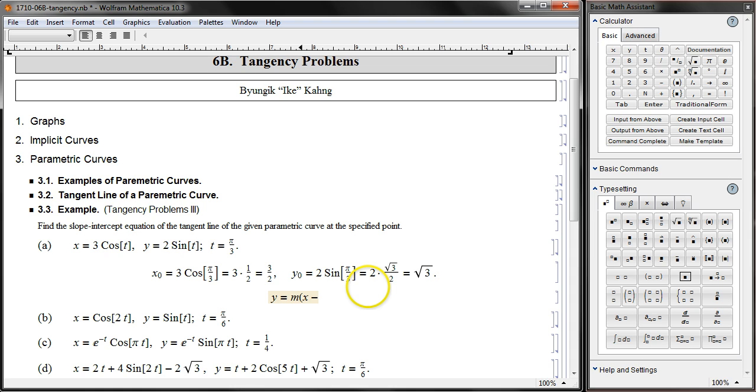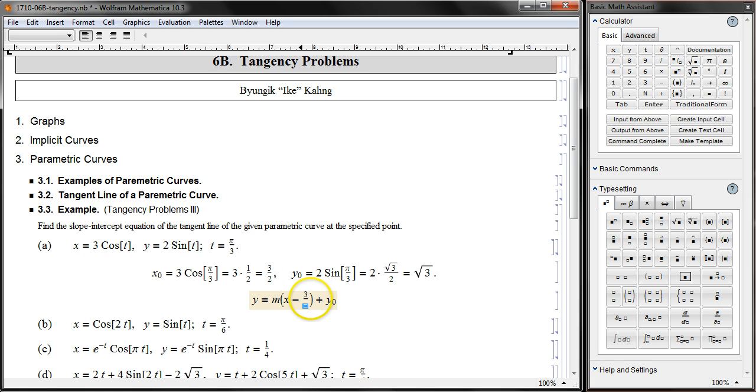y minus y0 equals m times x minus x0, the point-slope equation of the line, and this will be 3/2 and that will be square root of 3. Or if it fails, we may have a vertical line. Most of the time you're going to get something like this.